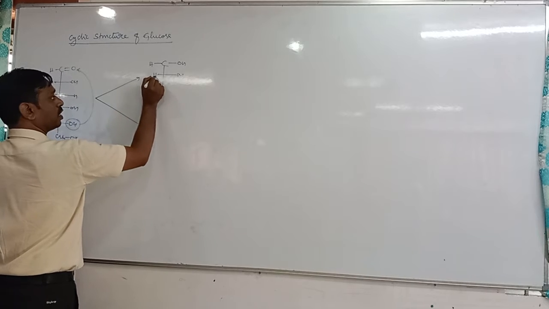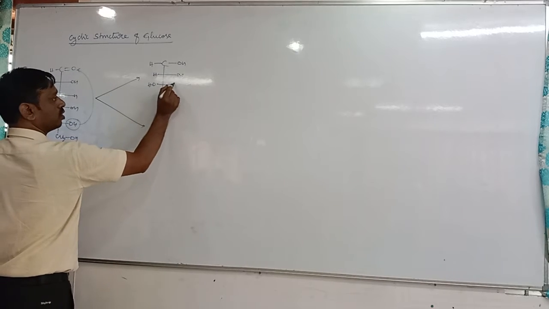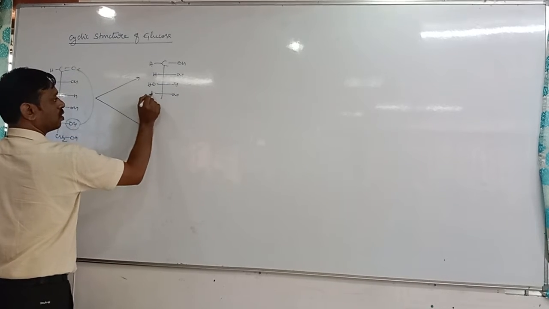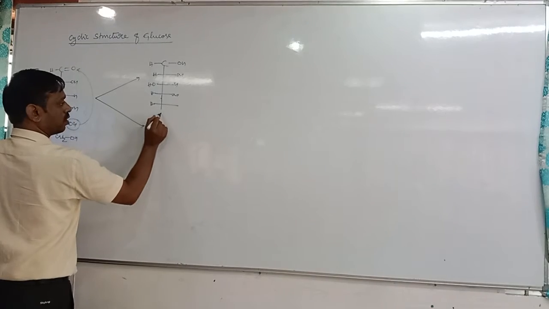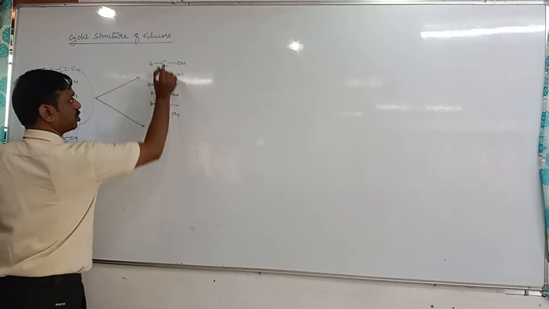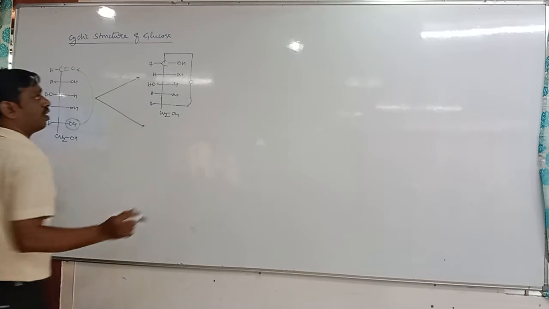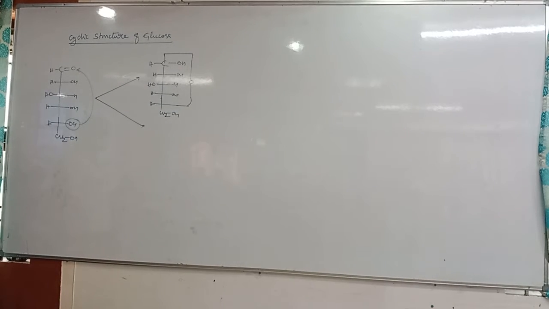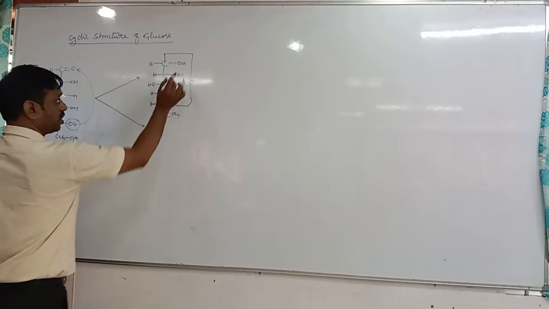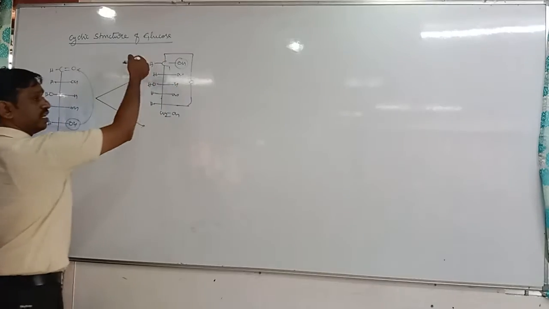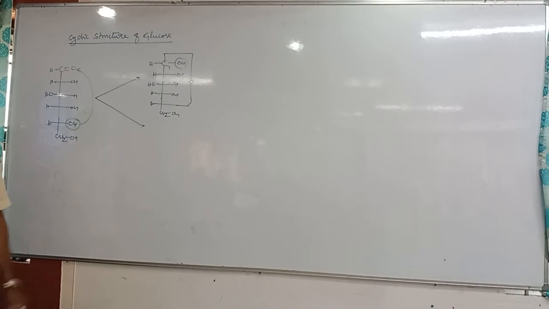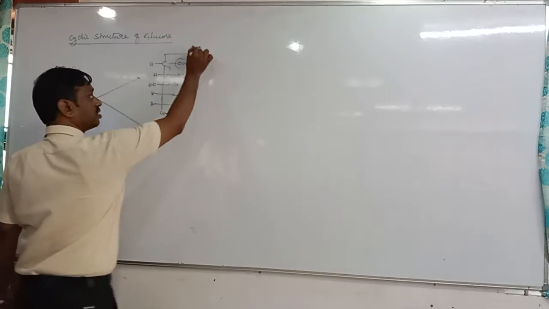second carbon and third carbon OH, fourth carbon, fifth carbon, and sixth carbon CH2OH. This is called what? It is alpha D plus glucose. Next, if this OH group on the first carbon is on the left side, it becomes beta D plus glucose. Both the structures are called Fischer structure. Okay. Next, important for us is the Haworth structure.